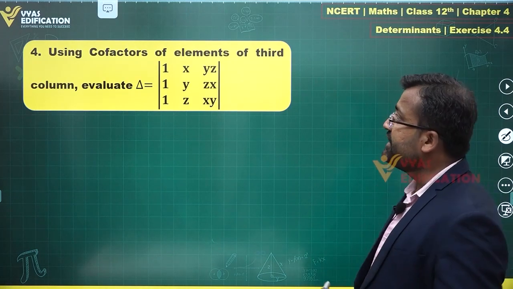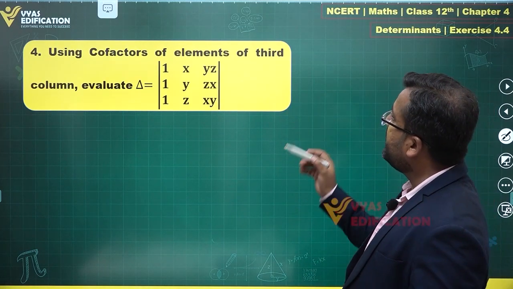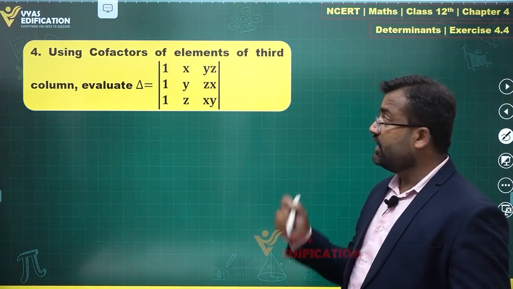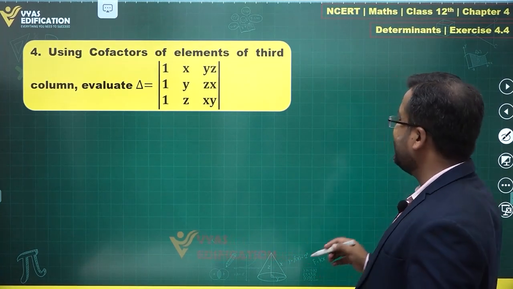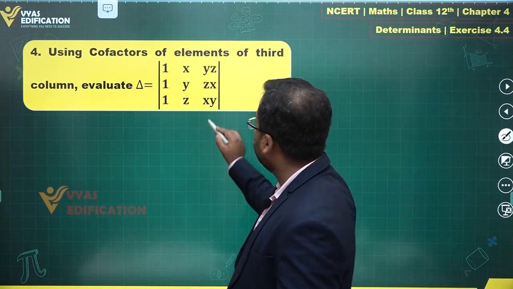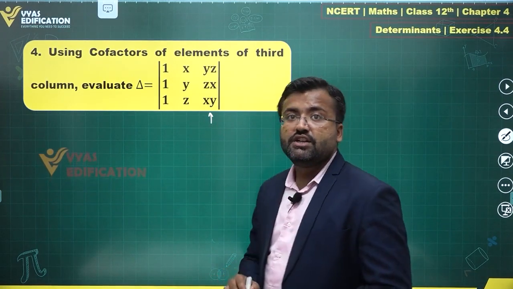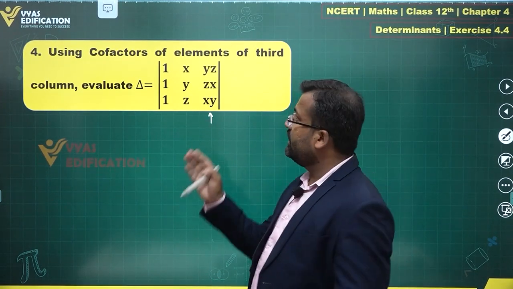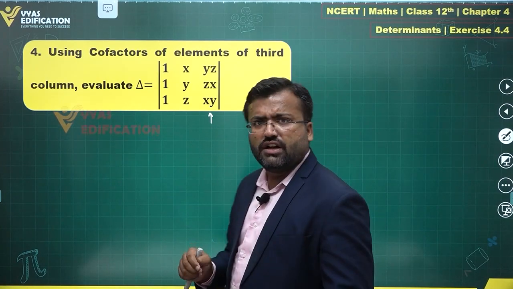Let us solve this question next. The question says using cofactors of elements of third column, evaluate the value of this delta. And how are we going to do that? If you take a look at this, it is the third column, right? So let's find the cofactors of elements of the third column.